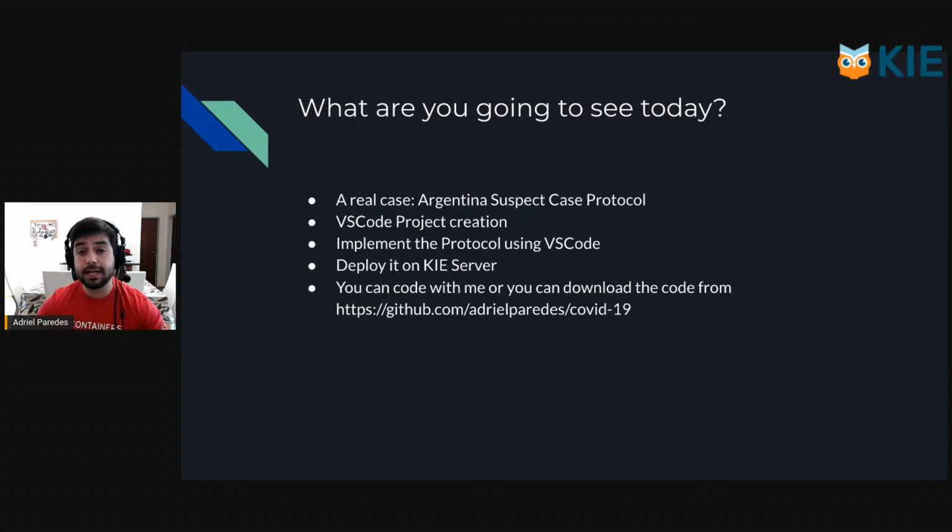If you want to get this code, and if you don't want to implement it with me, you can go to my GitHub. This is the project URL, and you will get two things. One is the KIE implementation to run this on KIE Server, and the other one is something implemented for Cogito runtime. So you have both worlds in there.